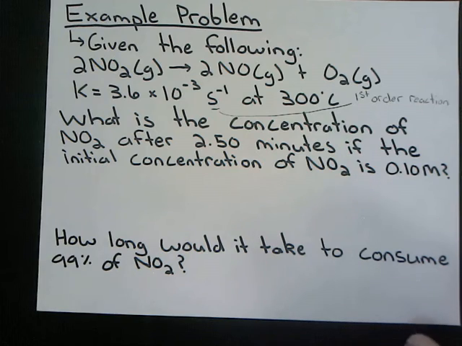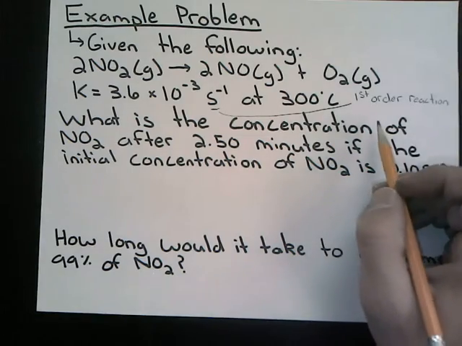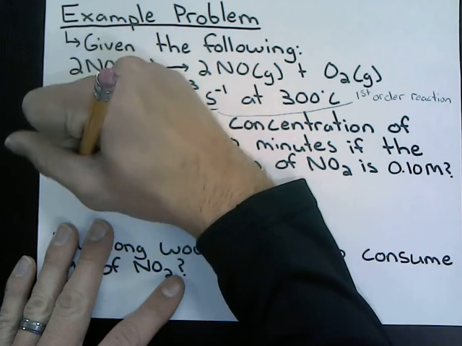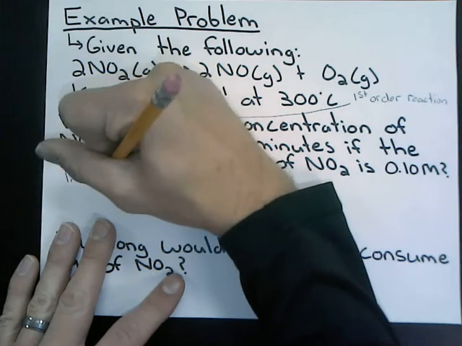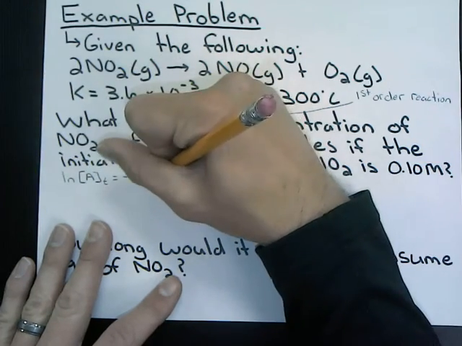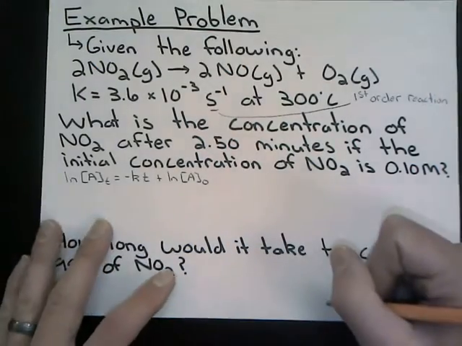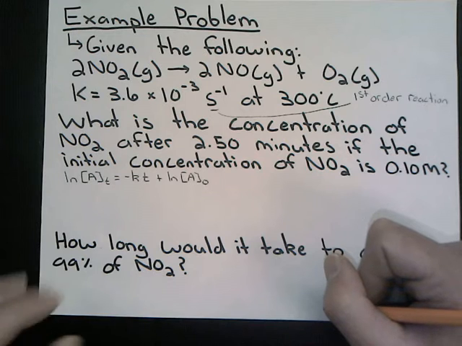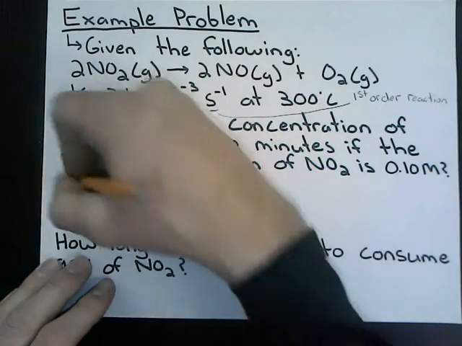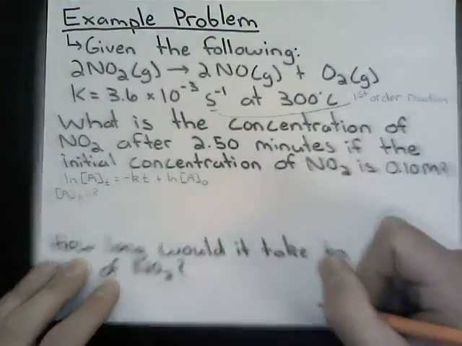So now we can do a lot of things here. We can put down the integrated rate law for a first order reaction. So that integrated rate law, once again, for a first order reaction is the natural log of A sub t equals negative kt plus the natural log of that initial concentration of A. We have a lot of information. We want to know what is that concentration after this time period. So our A sub t is actually going to be our question mark. It's what we're finding.